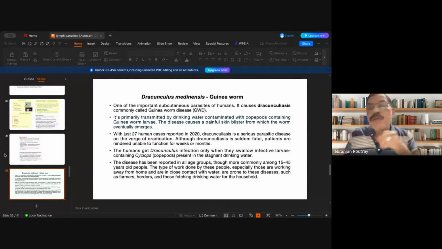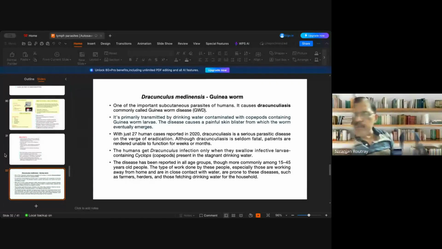So Dracunculus medinensis, it is called Guinea worm. It is a subcutaneous parasite. We have just studied about the lymphatic parasite. This is a subcutaneous parasite. They remain in the subcutaneous region of the skin, just beneath the skin. The most important is Dracunculus medinensis, and it is transmitted by zooplankton.